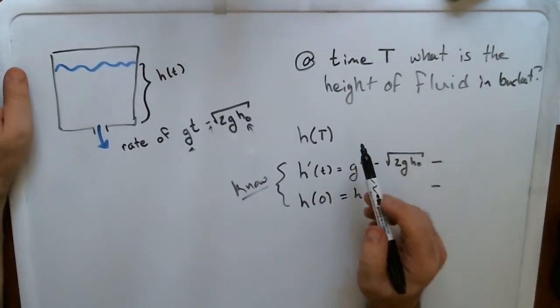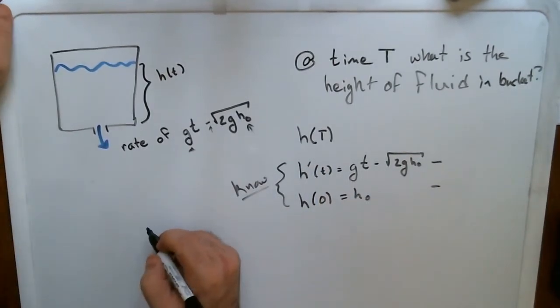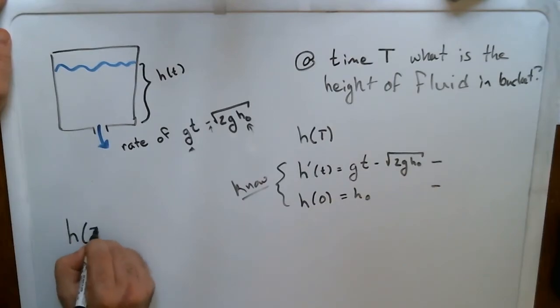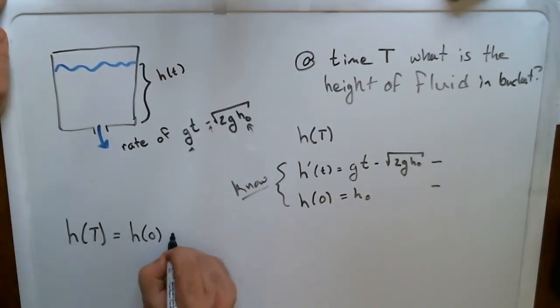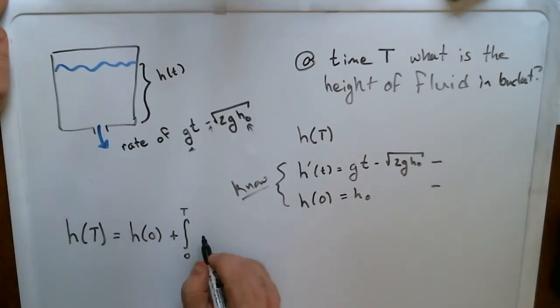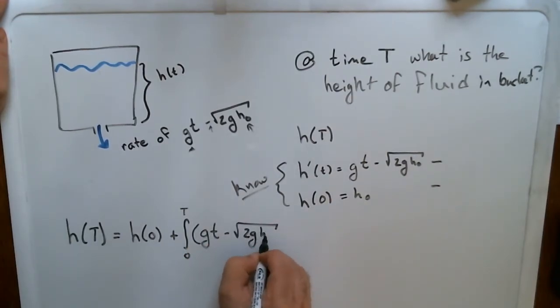Bing, bing, bing, bing, bing. Especially since we're trying to find what is the height at a particular time. So I'm going to stand up. H of t is equivalent to where did I start and for how long have we been moving in this direction.